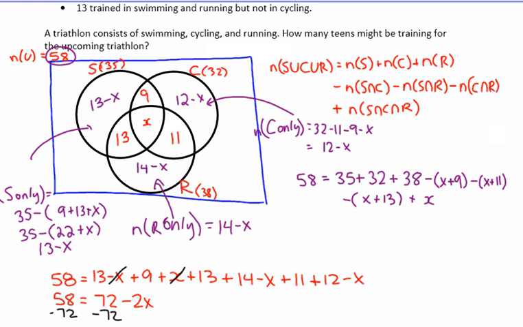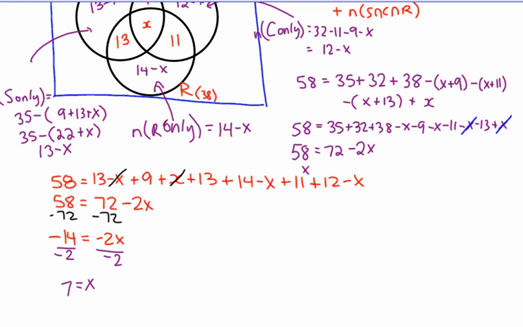So when you do that, you have to distribute the negatives in. So it becomes negative x minus 9, negative x minus 11, negative x minus 13 plus x. 2 of the x's cancel again. And we're still left with 58 equals 72 minus 2x. And we solve again just like we did, and x equals 7. So what's a triathlon? When you do all 3. So who's involved in it? How many people are in the triathlon?